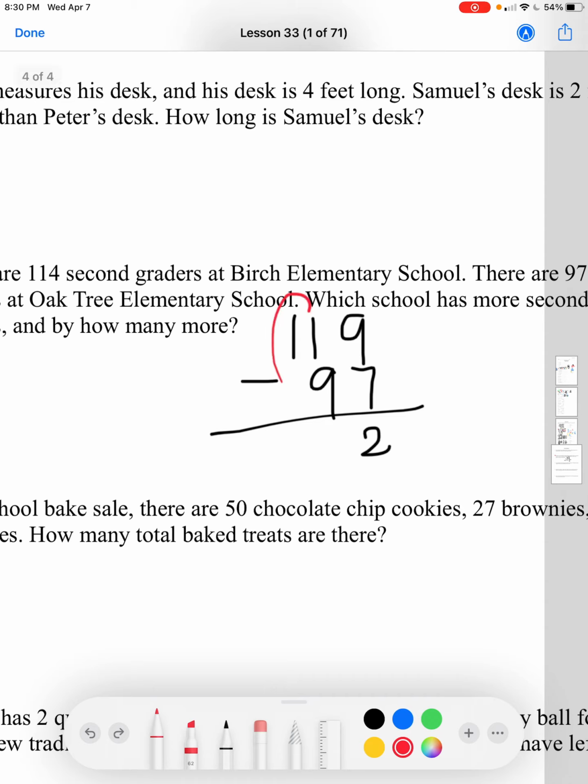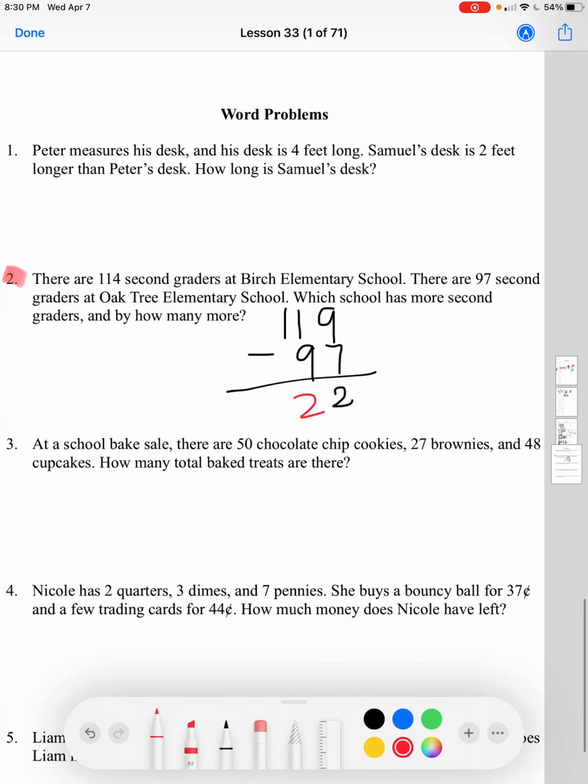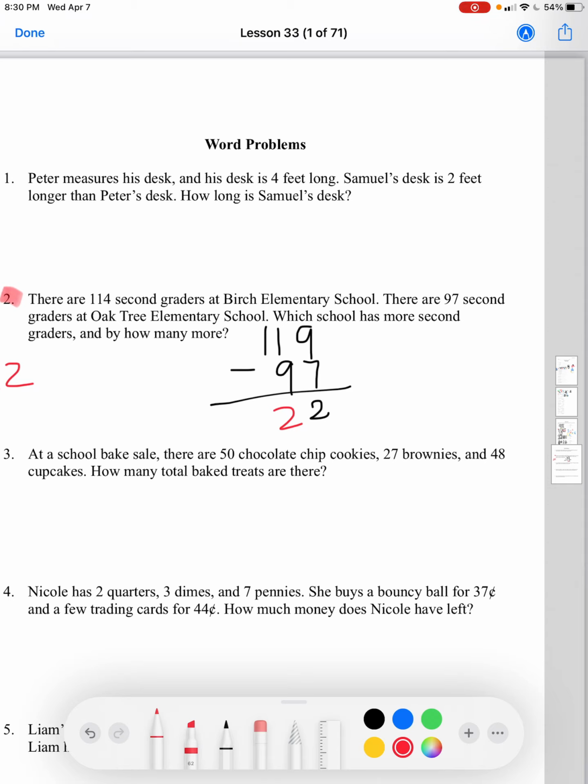Or 11 minus 9, that is 2. So the difference between the two is 22 second graders. And now we want to know which school has more. One school has 114. This is the Birch Tree. The other school has 97. This is the Oak Tree. Oh, Birch and Oak Tree.